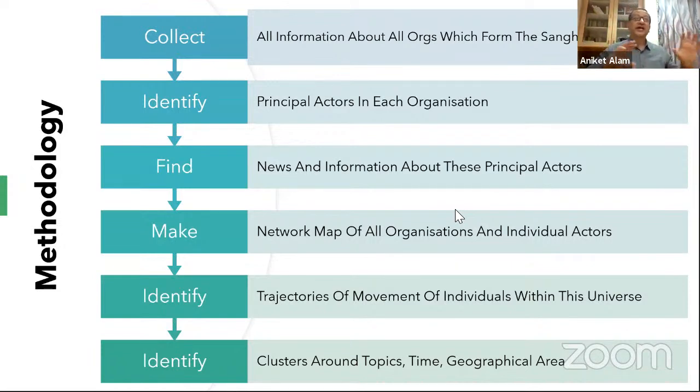You identify using just searching the news and the websites, right? The information on the websites. We don't open up websites, backends or anything. Just look at what is publicly available. Download the information using legal, publicly available and typically free tools or extremely inexpensive tools. So you find the trajectories of movements of individuals within this universe, and how they're clustering around topics, around time, around geographical area. Right? It's not very difficult.